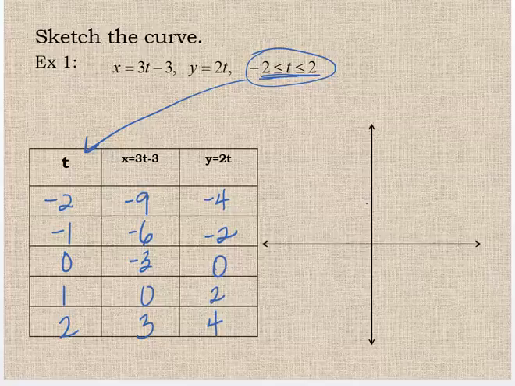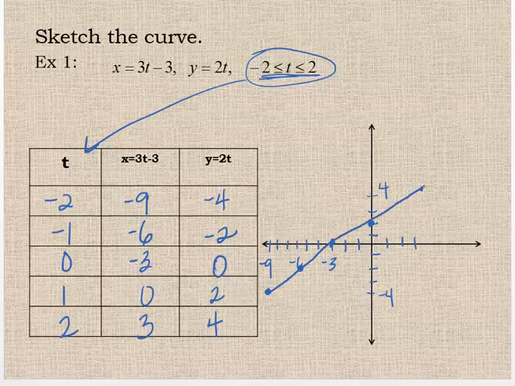Now graphing this, I just focus on my x and y values. Let's plot these points. At -9, I'm at -4. At -6, I'm at -2. At -3, I'm at 0. X is 0, y is 2. Where x is 3, y is 4. So what I have is a line that looks like this. It's really a line segment because it begins and it ends right there.